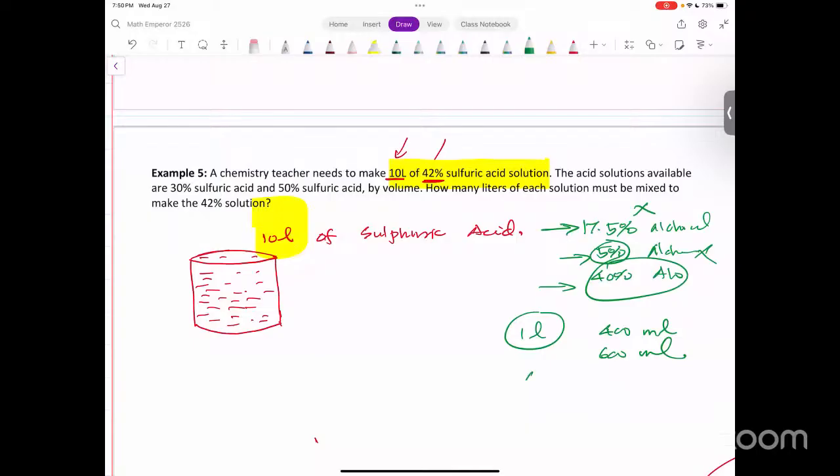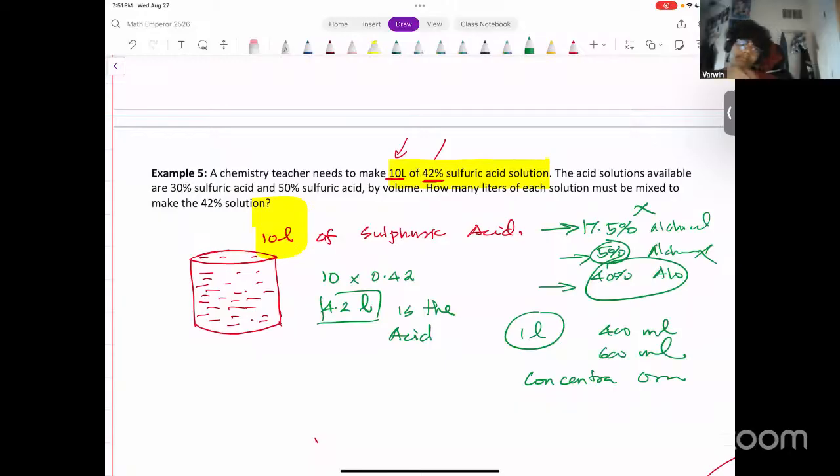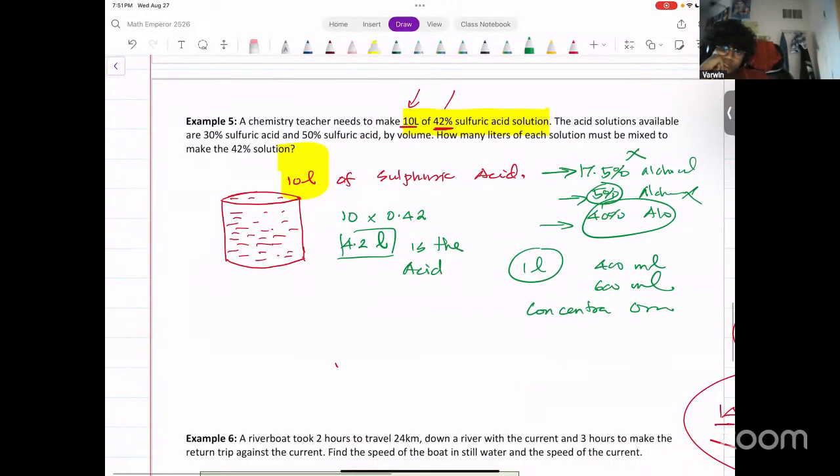You might see concentrated orange juice. You might buy that and then make the drink. So when I say 10 liters of 42%, 10 times 42%, so only 4.2 liters is the acid. You only have 4.2 liters of the acid. Are you guys following that? Yeah. Okay.